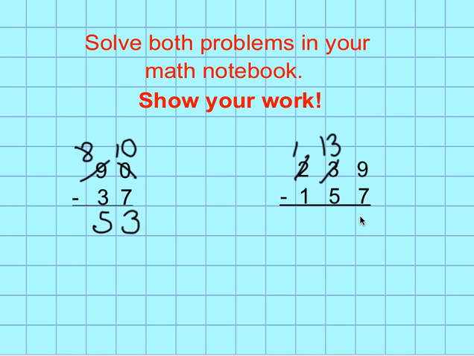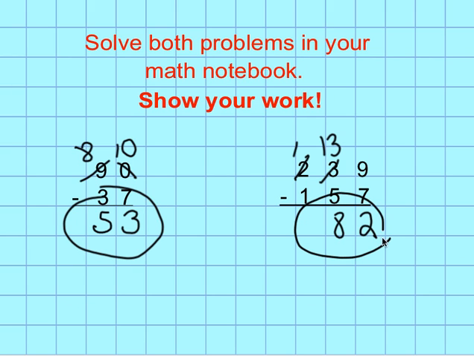So 9 subtract 7 is 2. 13 subtract 5 is 8. And whenever you have a 0, you don't put that there. You just leave the answer as 82. So hopefully you worked out the same answers as you got, 53 as your difference and 82 as your difference.